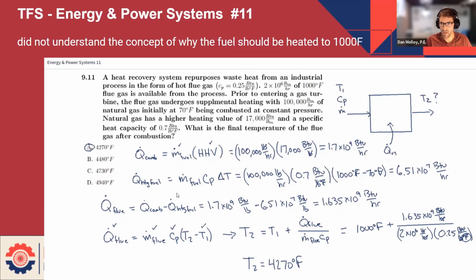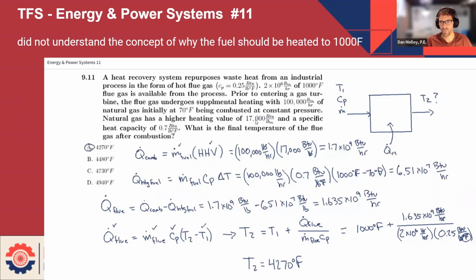This question was about taking some waste heat from some industrial process, which is in the form of flue gas, and heating it up by burning fuel. Now, the flue gas is already 1,000 degrees F. And the question is, what's going to be the final temperature after the heating based on a mass flow rate of fuel that's being burned that's at some initial temperature and has a particular heating value.